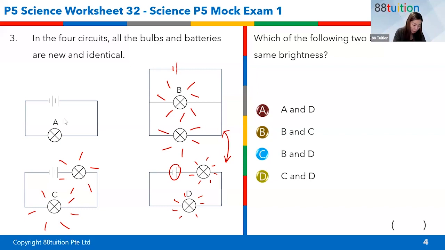So how bright will it be? Okay, let me try to illustrate. Okay, does this look very bright to you? Yes, double the brightness. Because now I have 2 batteries giving the electric current. Yeah, more energy given to the light bulb. Electrical energy is given. Okay, so B and C will have the same brightness.